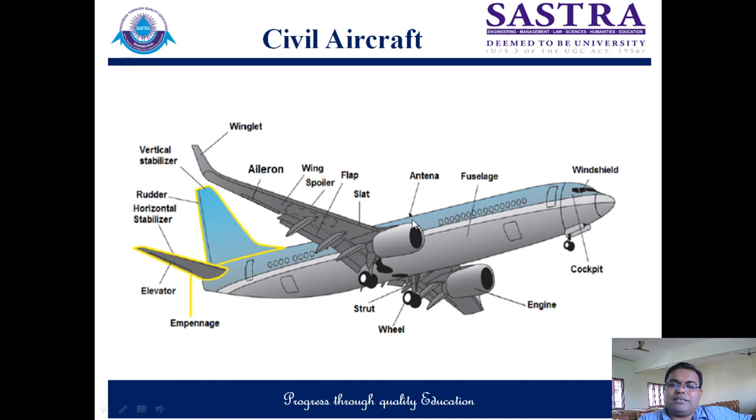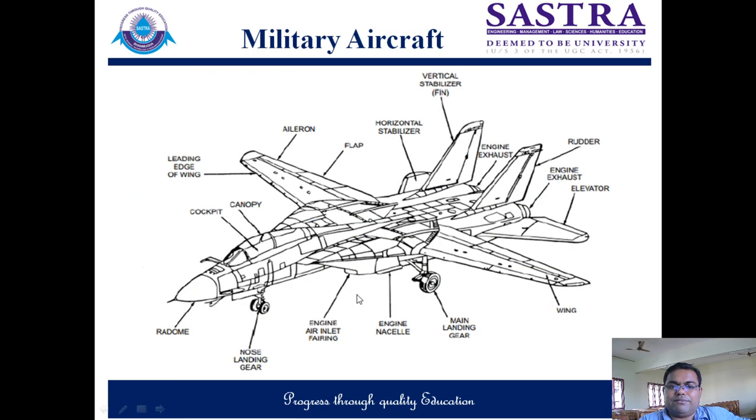At the top of the fuselage, a small projected plate-like structure is called an antenna. Coming to the empennage section, the elevator is on the horizontal stabilizer, and the rudder is on the vertical stabilizer. So this is a very simple design for a civilian aircraft. A fighter aircraft will be slightly more complex, but the major components will be the same. This is the nose landing gear, and two main landing gears will be under the wing. This is called a tricycle landing gear arrangement.